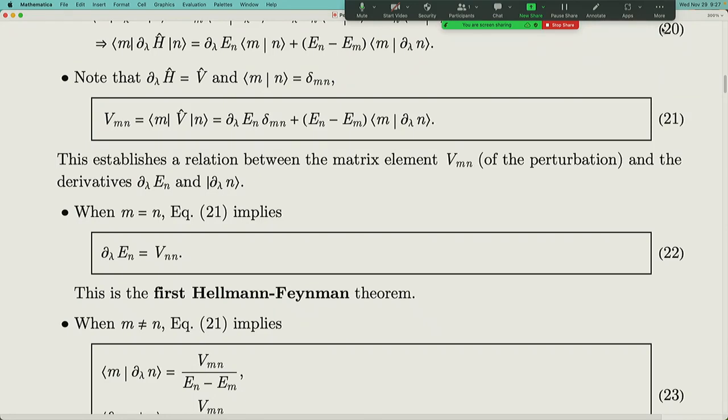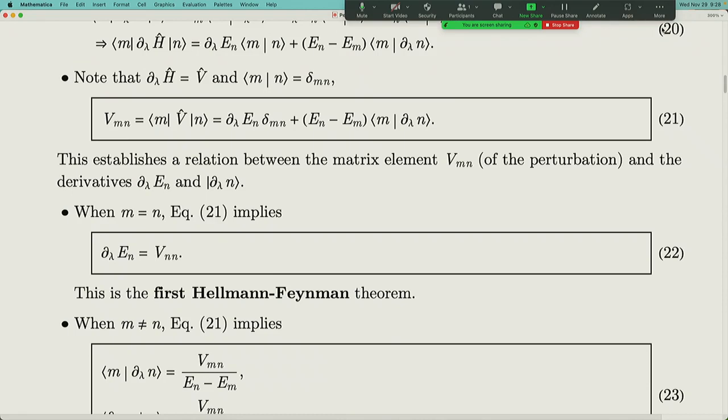So in the special case when m and n are the same state, we arrive at the conclusion that the first order derivative of the energy eigenvalue is nothing but the matrix element of this perturbation operator. The nth energy level's derivative is related to the nth row and nth column, which is on the diagonal. This is the diagonal matrix element of the perturbation operator V, the nth diagonal element of V as a matrix, okay? So this tells us how to compute the energy derivative, and this formula is called the first Hellmann-Feynman theorem.